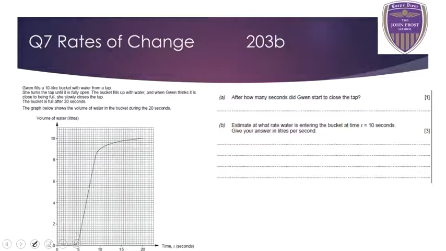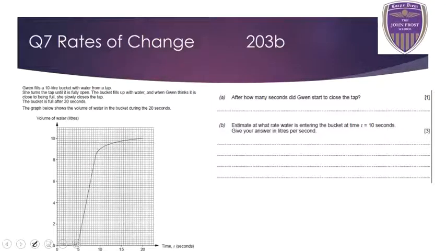Question 7 gives us a graph, and it tells us that Gwen fills a 10-litre bucket with water from a tap. She turns the tap until it's fully open. The bucket fills up with water, and when Gwen thinks it's close to being full, she slowly closes the tap. The bucket is full after 20 seconds. So this graph is showing the volume of water in the bucket.